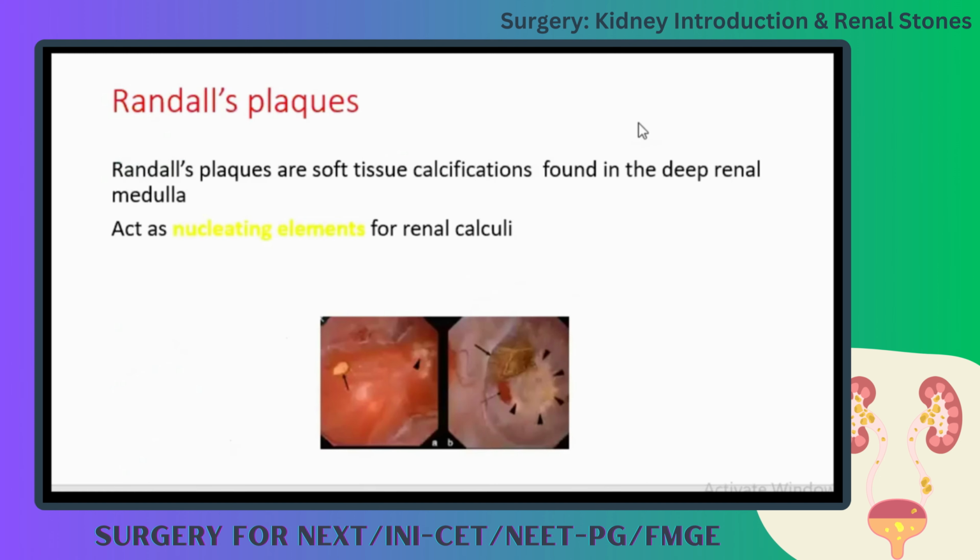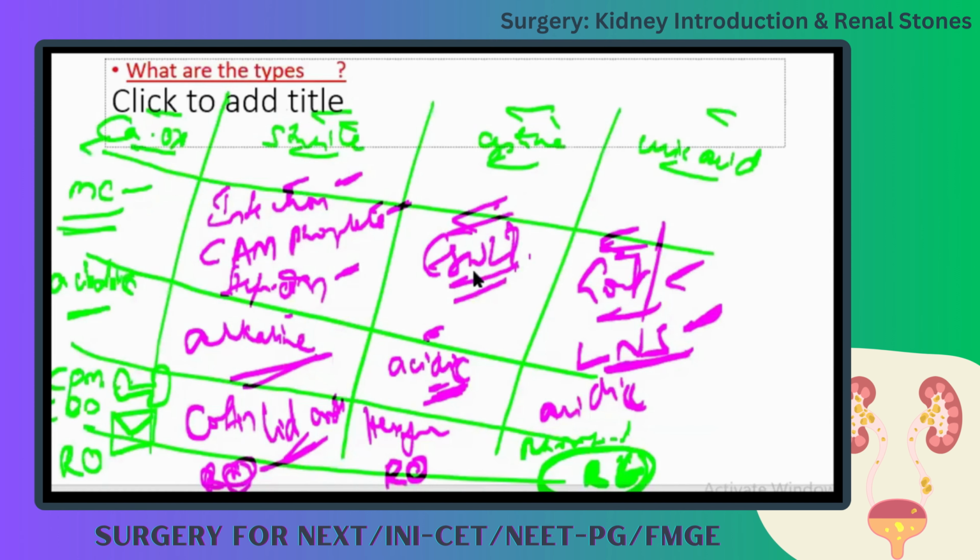And see this image based question. They'll just give these images. These are Randall's plaques. These are some normal. This is from inside. You have seen the kidney from inside. So Randall's plaques are soft tissue calcifications found in the renal medulla. They act as nucleating elements for renal calculi. Whenever they are there, the salts will be deposited around this. So this acts like an initiating factor. This is Randall's plaque.